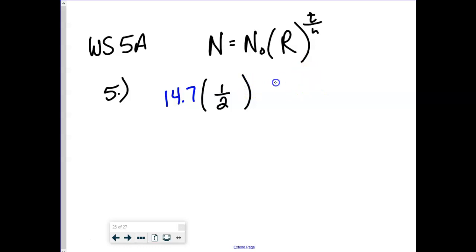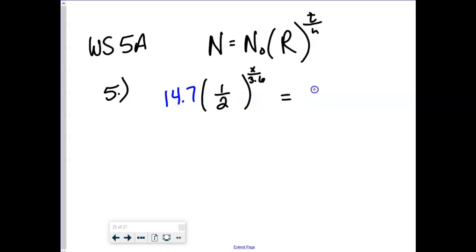And then T normally represents time. For our problem though, it's measuring how high up you go, so you can call it whatever you want. I'm just going to call it an X, divided by how frequently that change occurs. If you keep reading in the question, it says it reduces by half for every 3.6 miles that you go up in altitude. So that's a 3.6. On this question, how many feet above sea level is the atmospheric pressure 4 pounds per square inch?